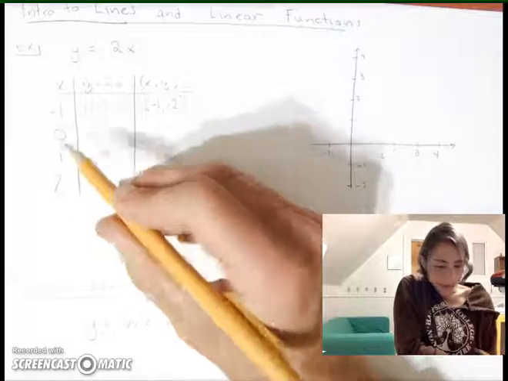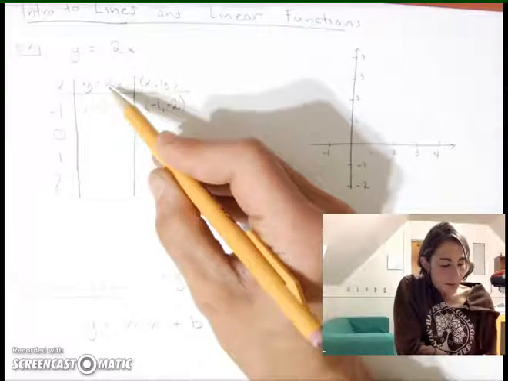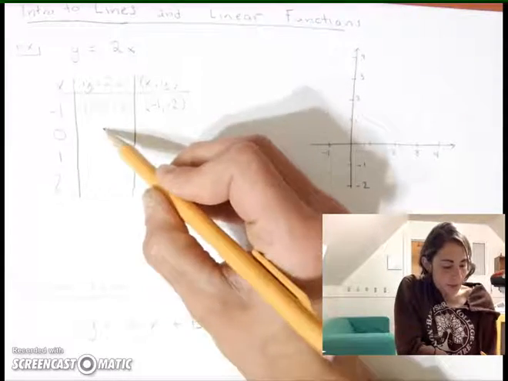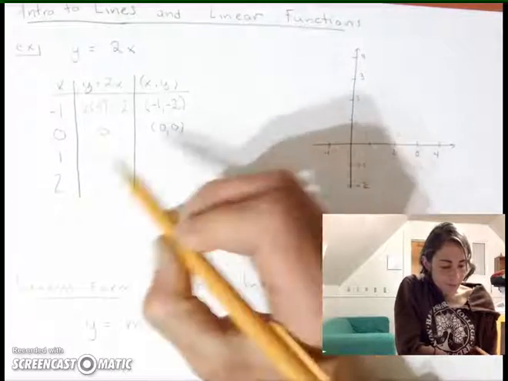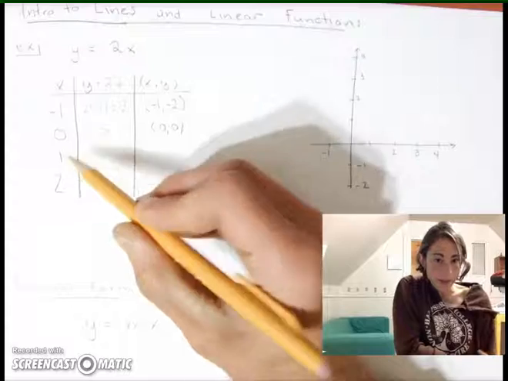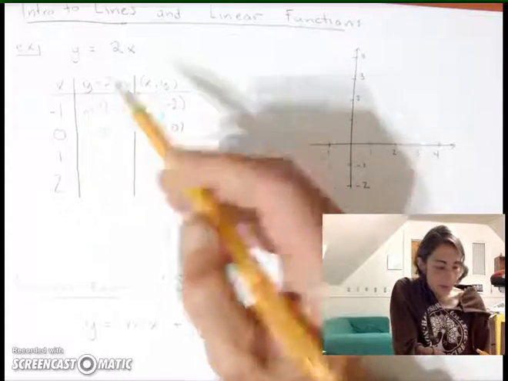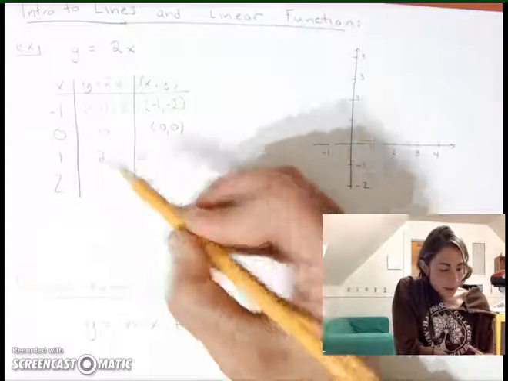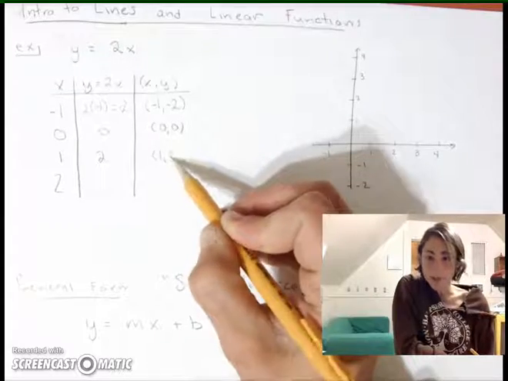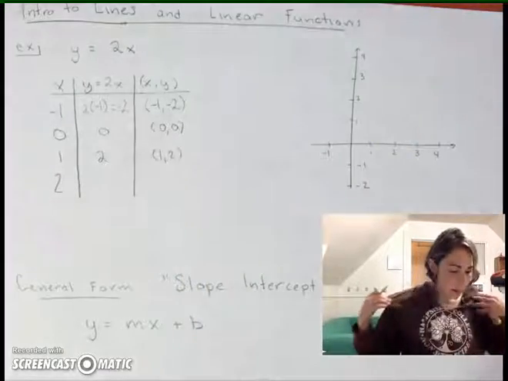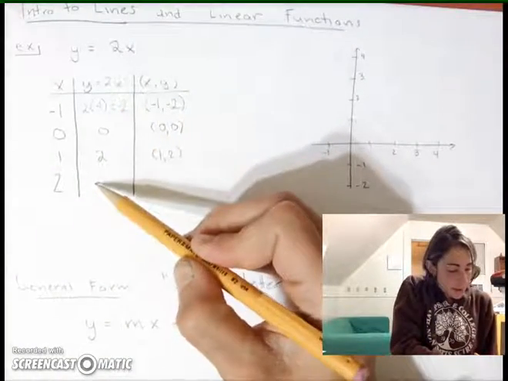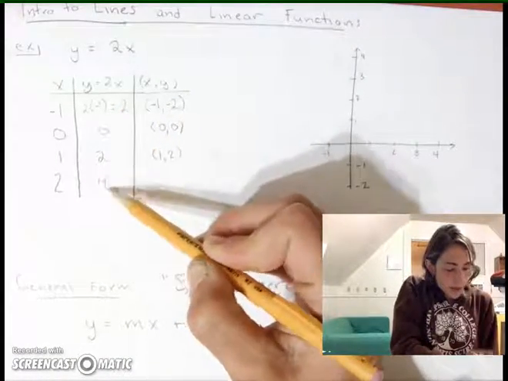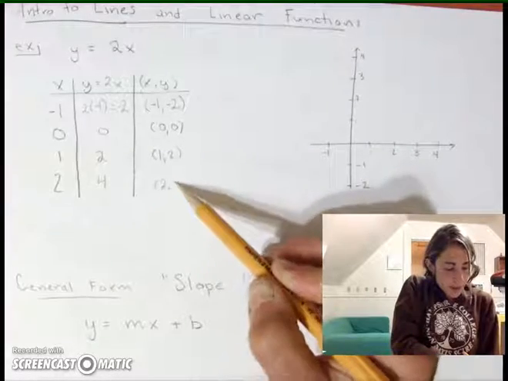When I plug in 0, I get y equals 2 times 0, which is 0. So the point 0, 0 is on my graph. When I plug in 1, I get y equals 2 times 1, which is 2. So the point 1, 2 is on my graph. When I plug in 2, I get y equals 2 times 2. So that's 4, and 2, 4 is on my graph.